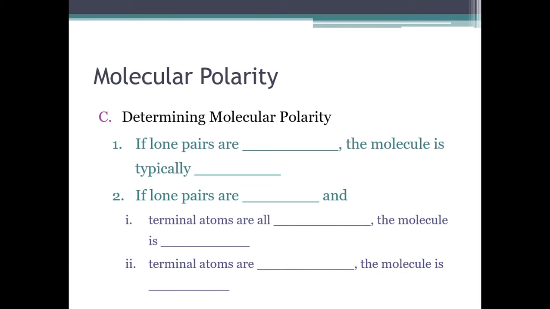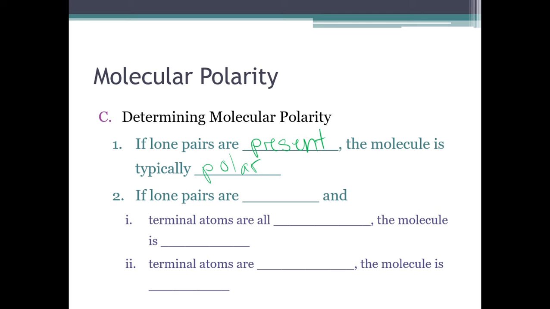So as far as figuring out whether your molecule is polar or nonpolar, it might sound complicated, but it's actually pretty easy to figure out. If lone pairs are present, the molecule is typically polar. That's kind of all you have to look at. There are exceptions to this. We'll learn about them in the next video, but by and large, if you see lone pairs, it is probably a polar molecule.